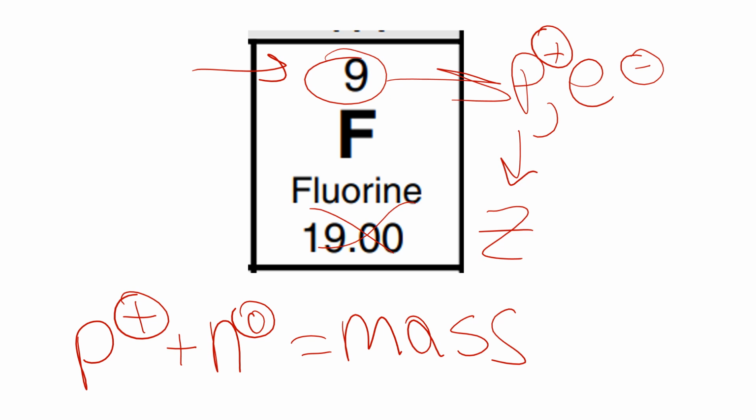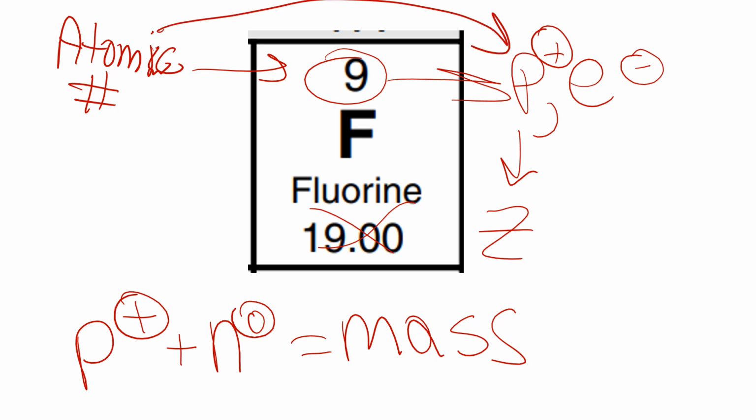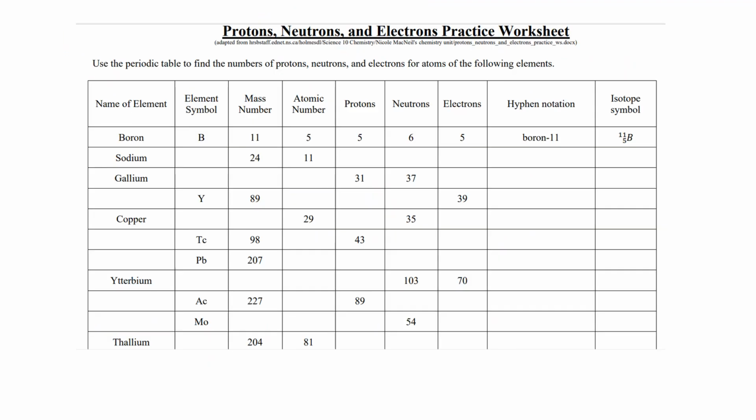Also, that 9 is the atomic number. So the atomic number is equal to protons. That atomic number cannot change. You cannot change the element itself by adding or subtracting a proton. So here is the determination of protons, electrons, and neutrons. We did quite a few of these in class. So I'm just going to do one, and really if you know how to do one and you're confident about that, the rest are going to be pretty easy.